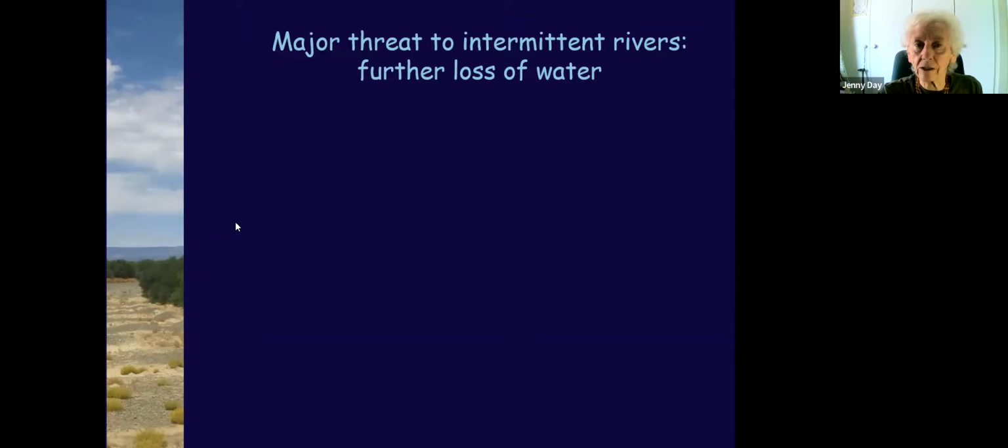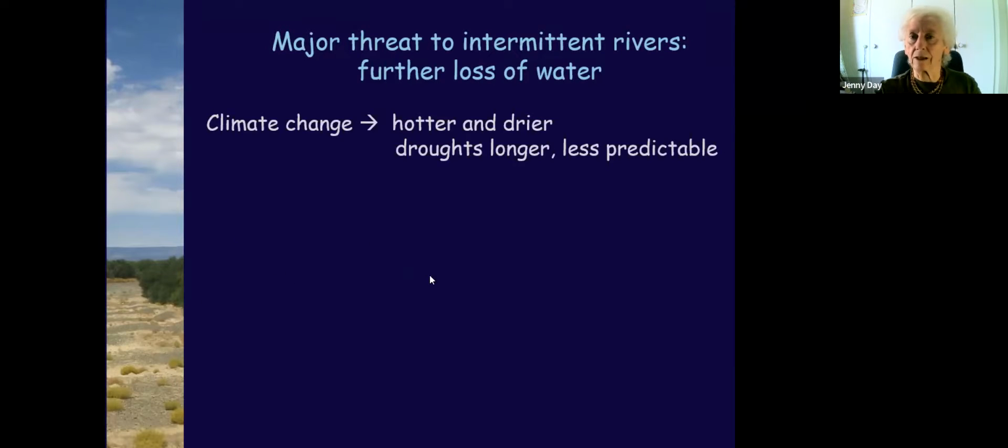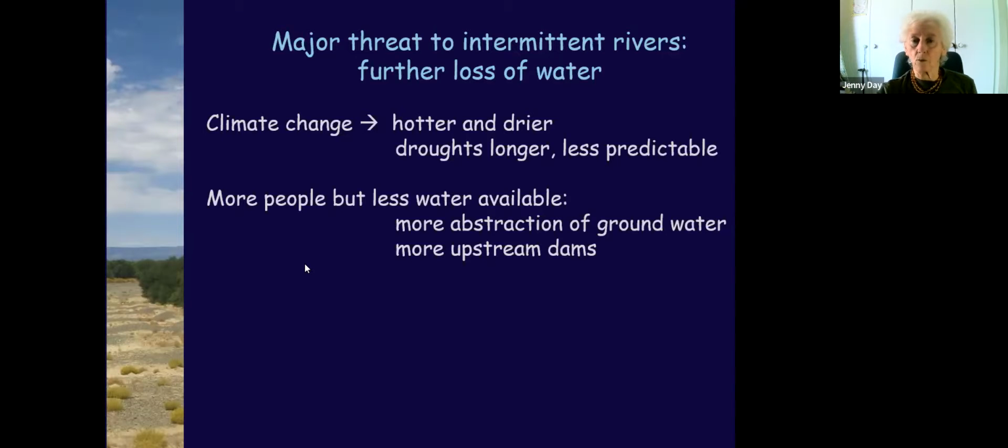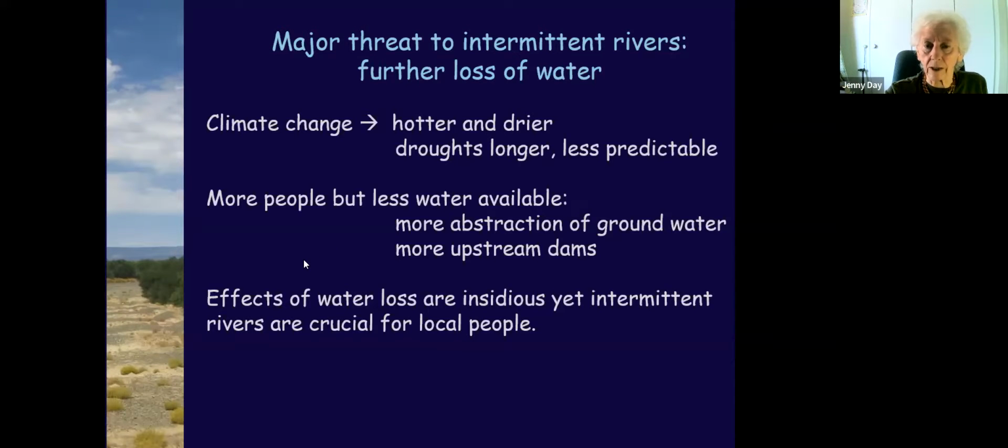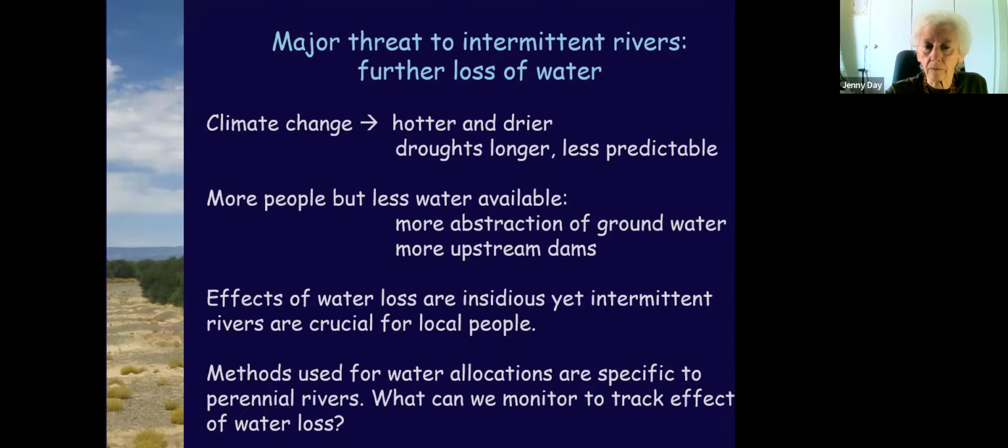The major threat to these rivers, as I've said, is the further loss of water. Climate change obviously has resulted in hotter and drier conditions. Droughts are longer and less predictable. There are more people, but there's less water available. There's more abstraction of groundwater and more upstream dams. So these systems are under more and more threat, although they are crucial for local people. And the methods, as I've mentioned, the methods used for water allocations are specific for perennial rivers.